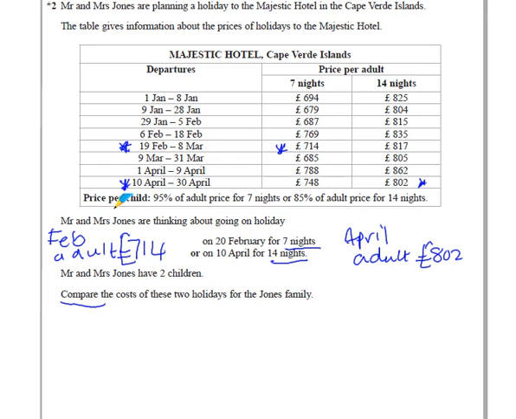The other key piece of information here is saying that the price for children is 95% of the adult price for 7 nights, okay there, and 85% of the adult price for 14 nights. So here we go, let's compare the 2 prices. And for February, okay, the child's cost. So the child cost in February is going to be 95% of the adult price.